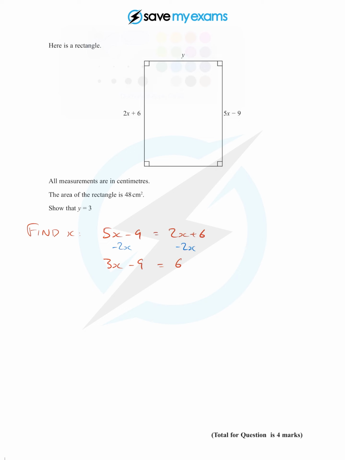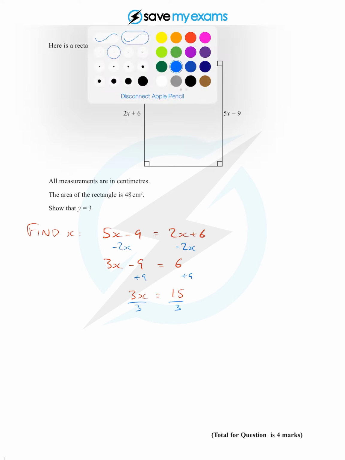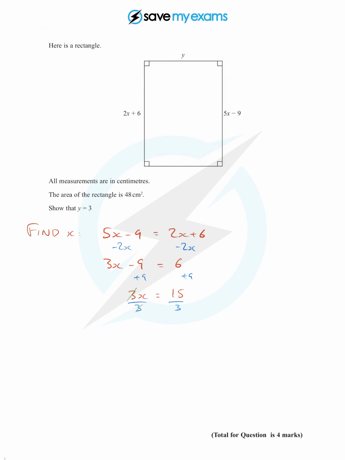And then let's add the 9 to both sides to get the x's on their own, and that gives me 3x on the left and 15 on the right. And then we divide both sides by 3, and that will give me x equals 15 over 3, which is 5. So we can now say that this side here, so the length of the rectangle, is 2 times 5 plus 6. 2 5s are 10, plus 6 is 16.